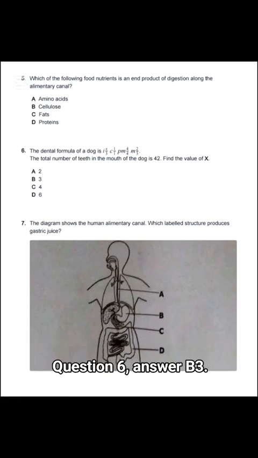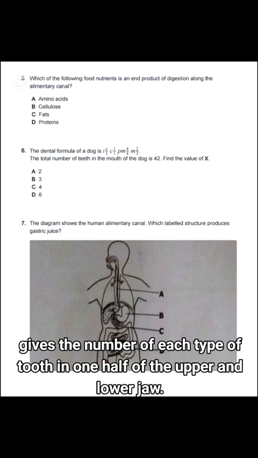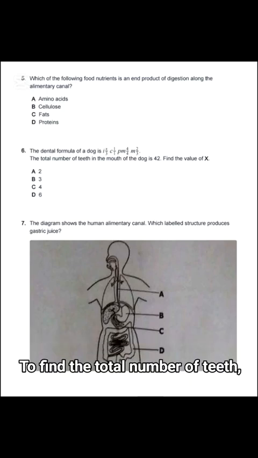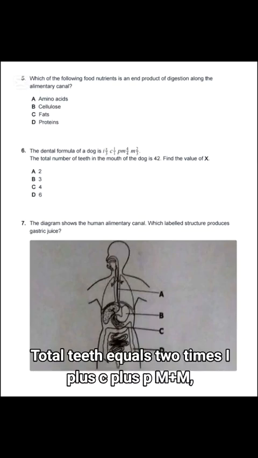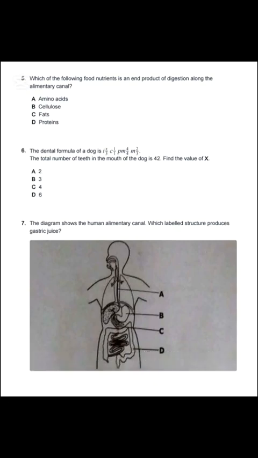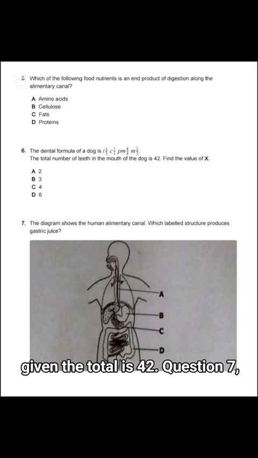Question 6. Answer: B. 3. Explanation: a dental formula gives the number of each type of tooth in one half of the upper and lower jaw. To find the total number of teeth, you add up all the numbers in the formula and multiply by 2. Total teeth equals 2 times (I plus C plus PM plus M). Given the total is 42.